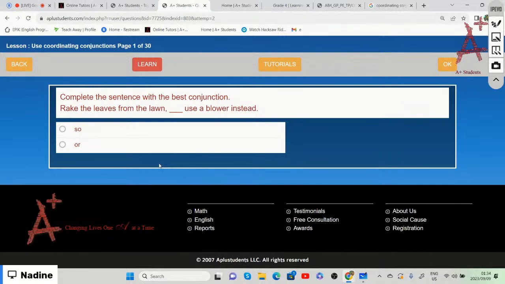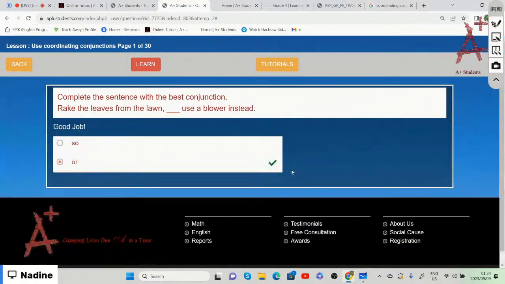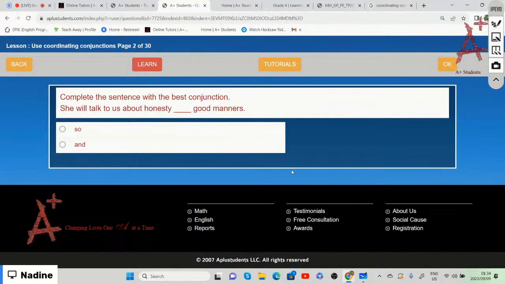So we need to complete the sentence with the best conjunction. If we look at the words so and or, which word best describes a conjunction within this given sentence, which is to rake the leaves from the lawn or to use a blower instead? So, or use a blower instead. So you can choose to either rake the lawn or you can choose to use the blower instead.